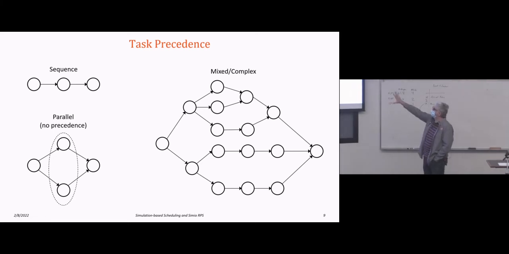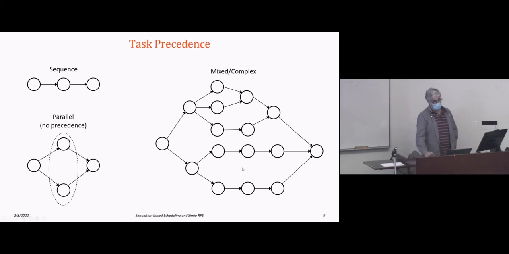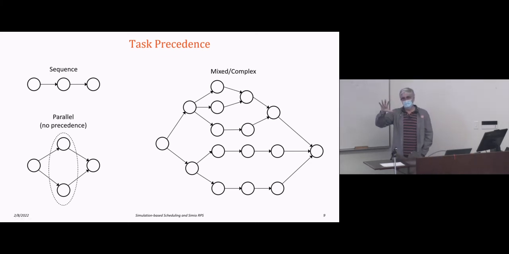Okay, so you're looking at this one and saying, okay, all of these tasks happen at the server combiner, whatever you have connected. So task precedence defines this sequence, parallelism, and then combinations of the above.